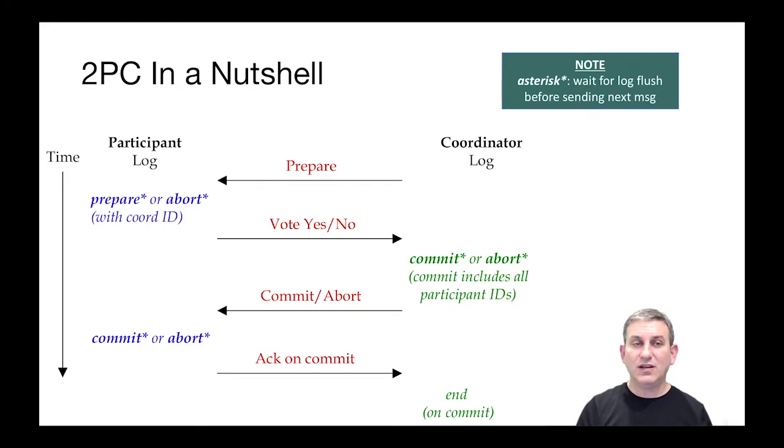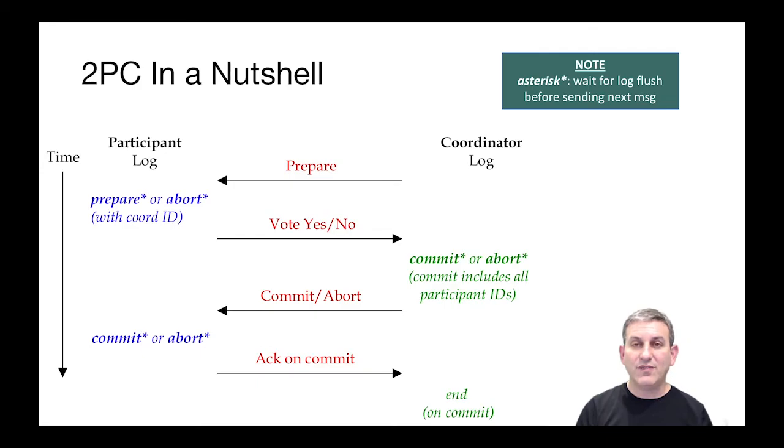So in a nutshell, this is the two-phase commit protocol. Time is going from top to bottom in this slide. The coordinator is on the right, the participant is on the left, and the messages are on the arrows. And you can see it's a two-round protocol, two-phase protocol. Each round has a message in each direction. And you can also see the log records that are being generated.